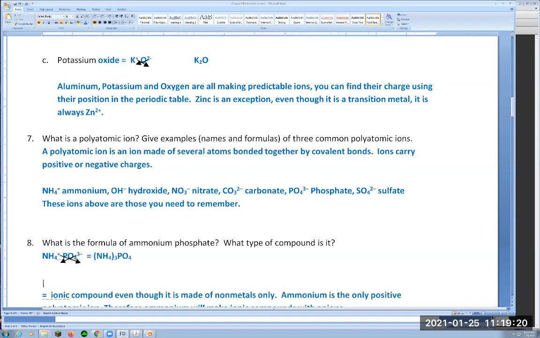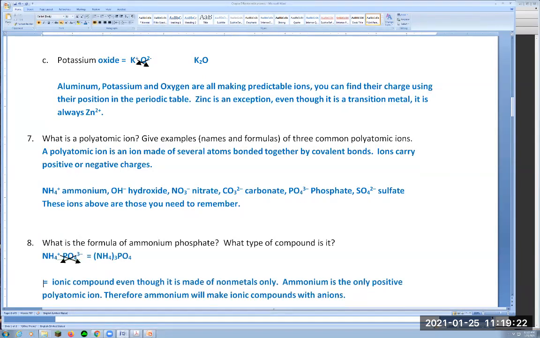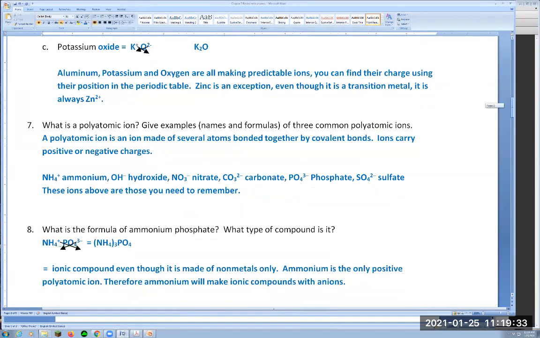And so it's an ionic compound, even though it is made of nonmetals only. Right? It's made of nonmetals only, but it's an ionic compound because these polyatomic ions behave like ions. So it's an electrostatic attraction between positive and negative charges that creates those compounds. So that's really an ionic bond between ammonium and phosphate.